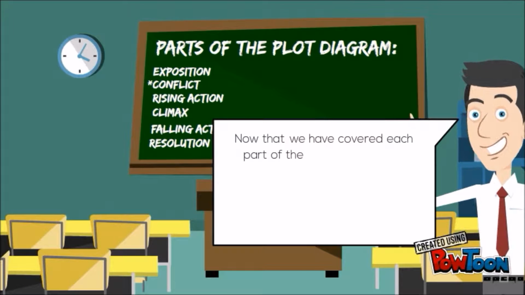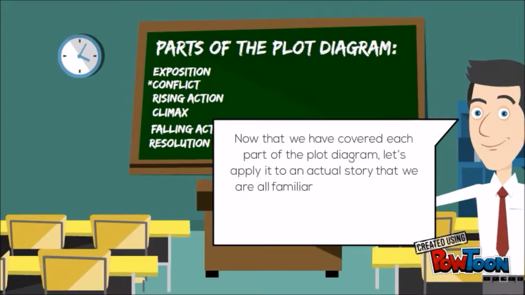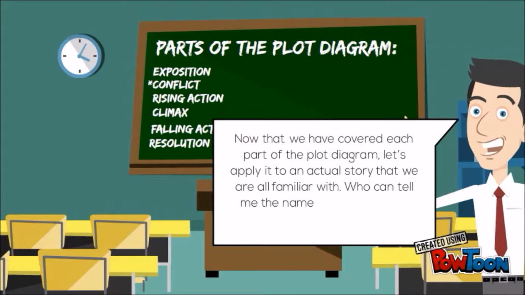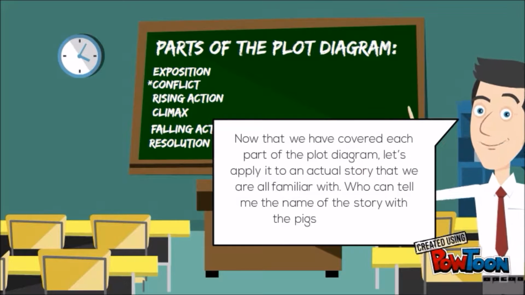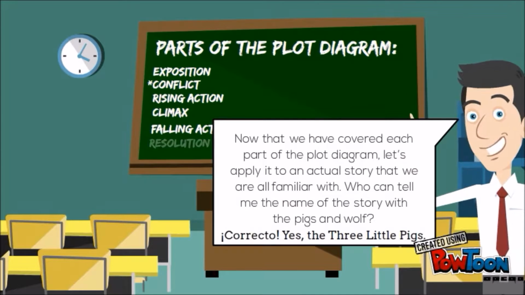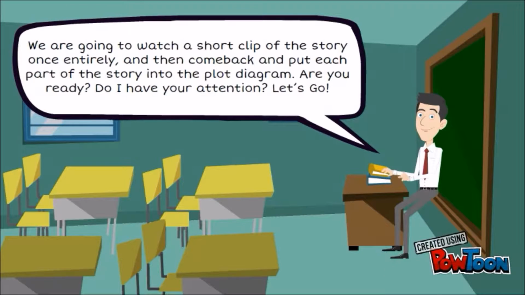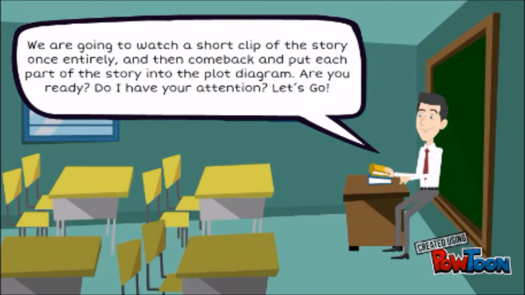Now that we have covered each part of the plot diagram, let's apply it to an actual story that we are all familiar with. Who can tell me the name of the story with the pigs and the wolf? Correcto, yes, the Three Little Pigs. We are going to watch a short clip of the story once entirely, and then come back and put each part of the story into a plot diagram. Are you ready? Do I have your attention?